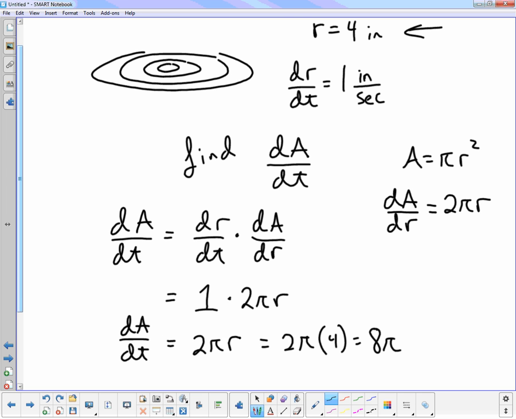I took the derivative. In order to find dA/dr, if I'm looking at a static picture of a circle, that's not changing. The area and the radius are related by pi r squared. But as I change the radius, the area changes, or if I change the area, the radius changes. And the relationship between those two speeds is 2 pi r.